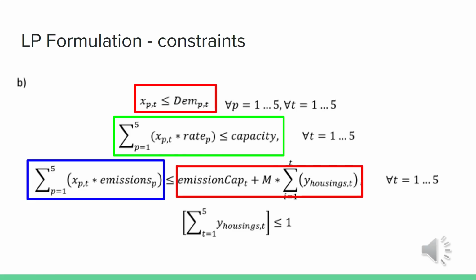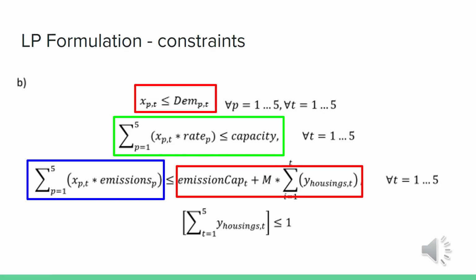For our optimization, we have many constraints. The most important one is that our production in the red part, X, cannot exceed our demand, and this cannot happen for any product nor for any time. The green box, which is the next constraint, tells us that our production times the rate for all of the products we produce in that time period, the sum of them must be smaller than the maximum capacity, which makes sense because we cannot produce more than our capacity.